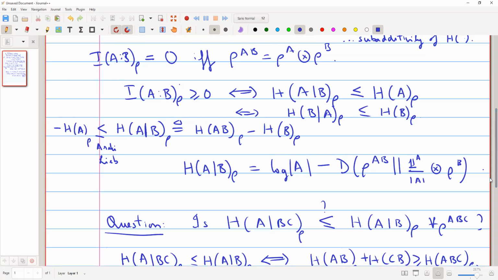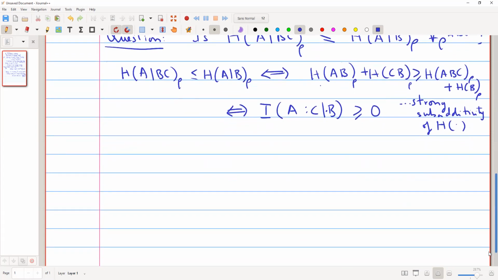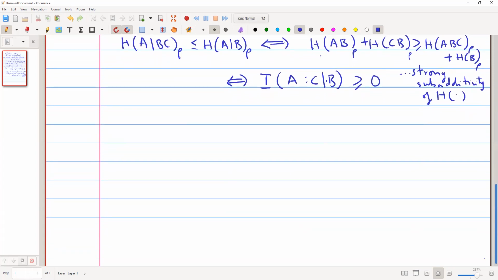Whereas earlier we were saying that D is positive. But D is positive only when both states have trace 1. Right. So any questions? Hari, is this clear to you? Yes, this is fine.